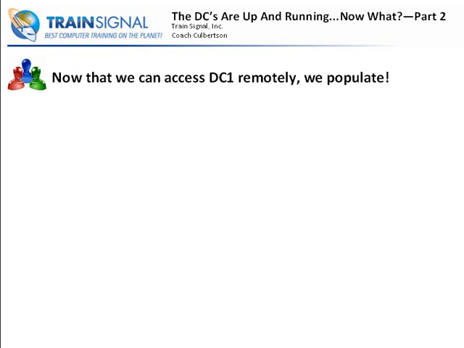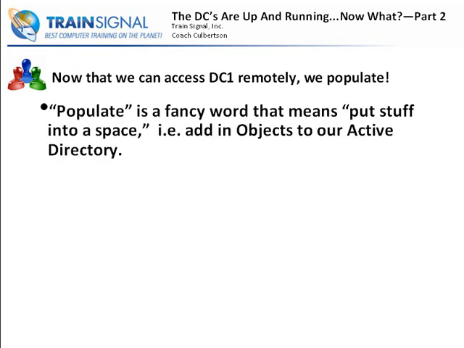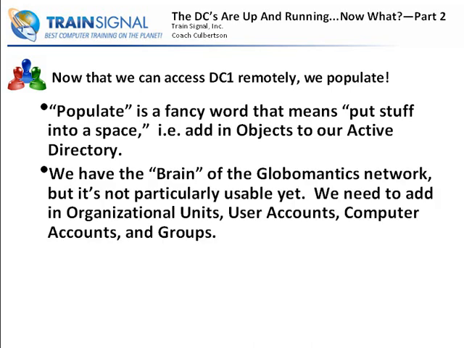All right, so again, the domain controllers are up and running. What do we do next? Now that we can access that DC1 server remotely, we're going to populate it. And populate is just a fancy word that means put stuff into a space, i.e. what we're going to be doing is adding in objects to our Active Directory. And we really have the brain already set up. We have the two domain controllers going, but let's face it, it's not particularly usable yet because the only people who have access to it is, well, me.